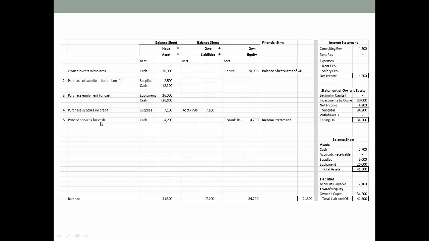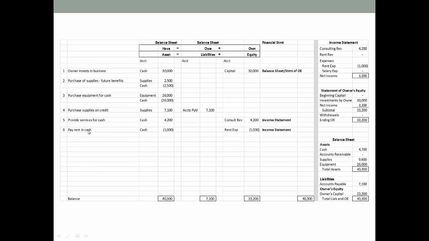Next, we're going to provide services for cash. Providing services relates to the generation of revenue, and we're getting cash for the services that we provided. So cash is going up in the amount of $4,200, and revenue is going up by $4,200. Revenue is found on the income statement. The only two types of accounts that are found on the income statement are revenue and expenses.